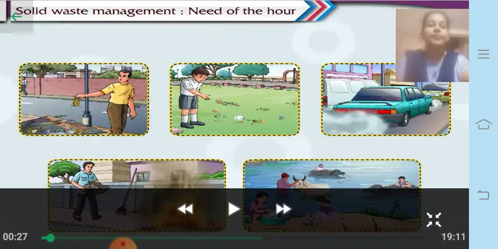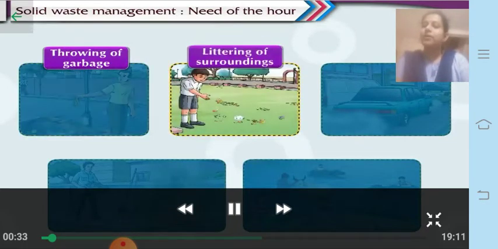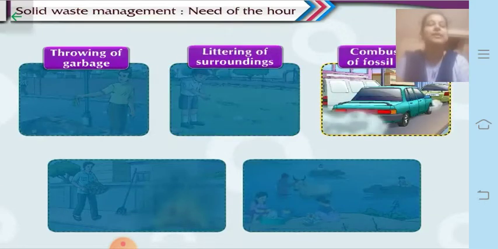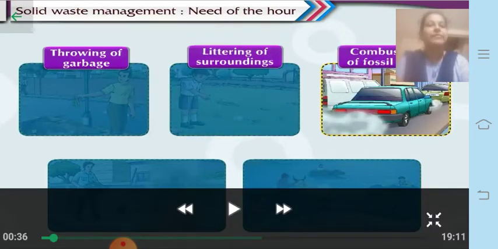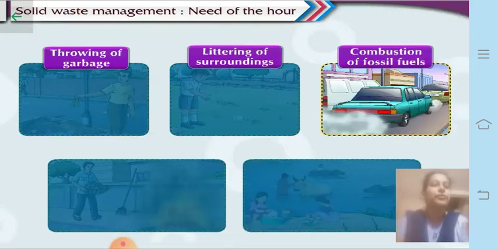Now in our everyday life, while walking, we are throwing garbage carelessly in our surroundings. Then we are also littering the surroundings while eating something, throwing the wrappers on the road. Children eating chocolates and throwing them everywhere, or somebody eating gutka and just throwing it on the road. So this is called littering of the surroundings.